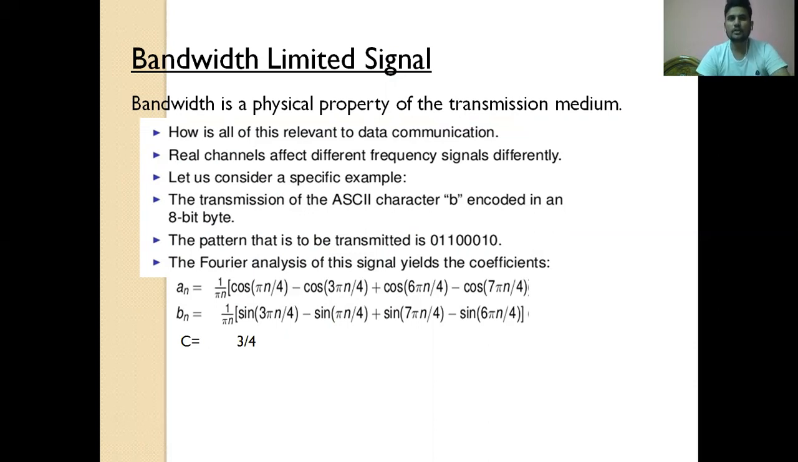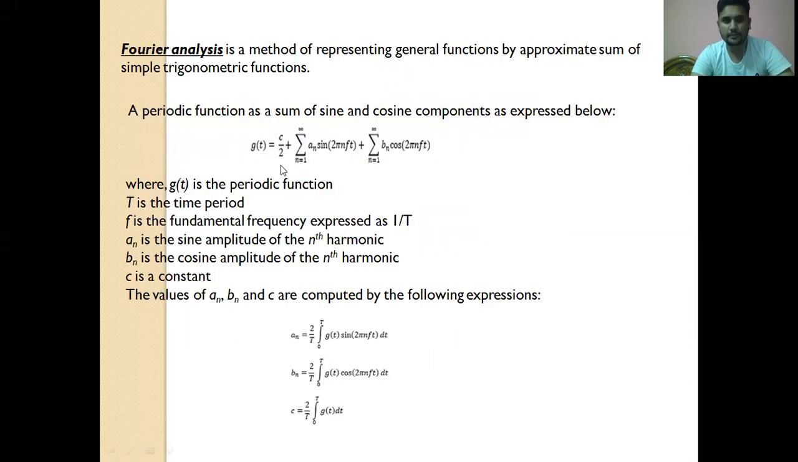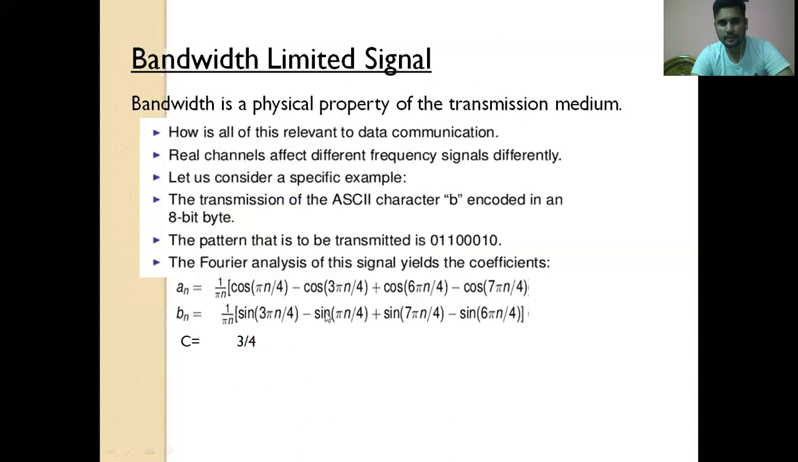And how is all this relevant to data communication? Actually, note down this expression. g of t periodic representation: a of n sine 2 pi n f t plus b of n cos 2 pi n f t. So a of n is the sine amplitude, b of n is the cosine amplitude and c is the constant. a of n is 2 by T integral of g of t sine 2 pi n f t dt, and similarly b of n with cos 2 pi n f t dt. This is the constant part which we are using here.